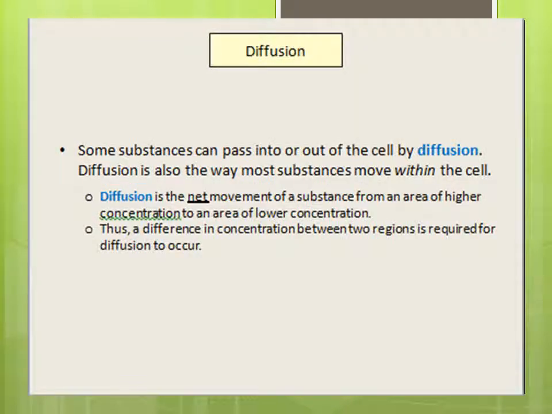Diffusion. Some substances can pass into or out of the cell by diffusion. Diffusion is the way most substances move within the cell. Diffusion is the net movement of a substance from an area of higher concentration to an area of lower concentration. Thus, a difference in concentration between two regions is required for diffusion to occur.